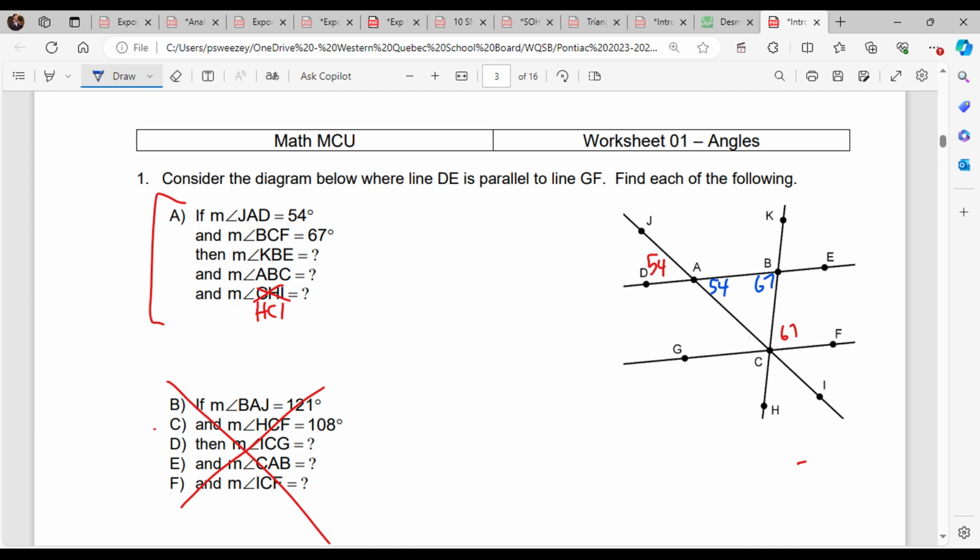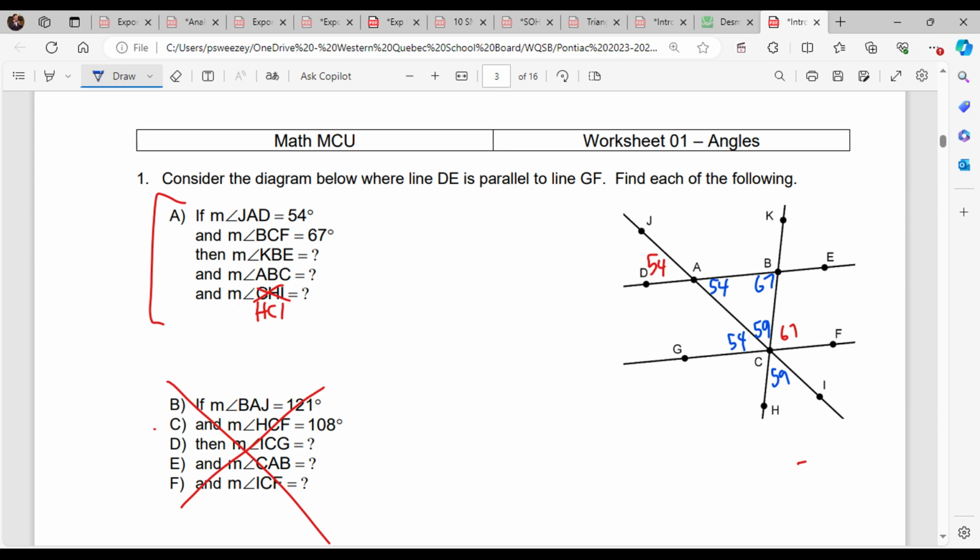Now, instead of doing the supplementary angles, I know triangles add up to 180. So 180 minus 54 minus 67 still gives me 59. And then I could do the supplementary to get this one if I didn't already see that these are alternate interior or that those are corresponding, right? Which means if it's 59, this one here is 59.